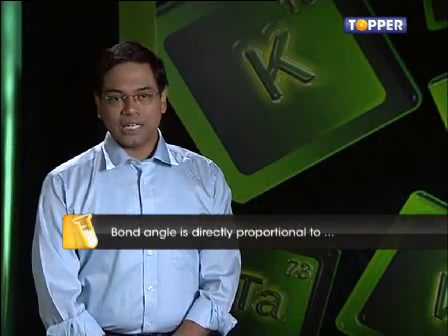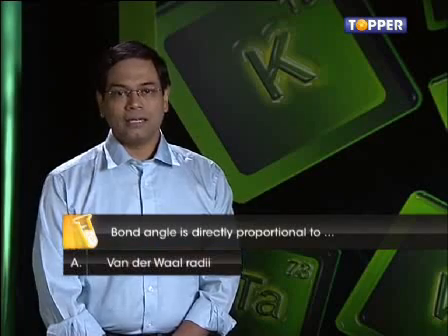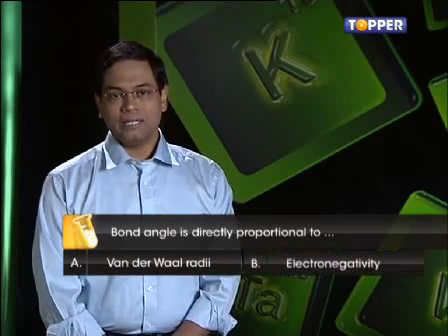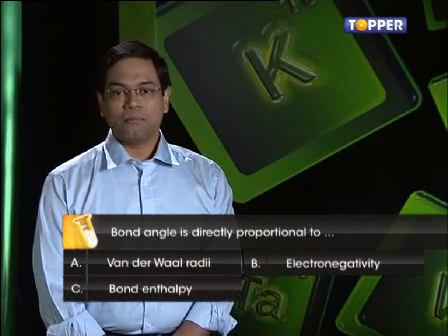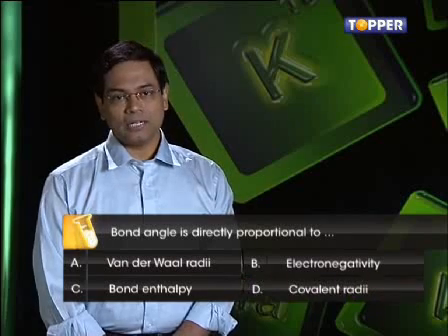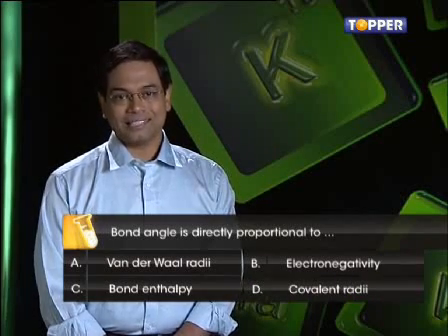Here is the fourth question. Bond angle is directly proportional to A, van der Waals radii, B, electronegativity, C, bond enthalpy, D, covalent radii. The right answer is D, covalent radii.